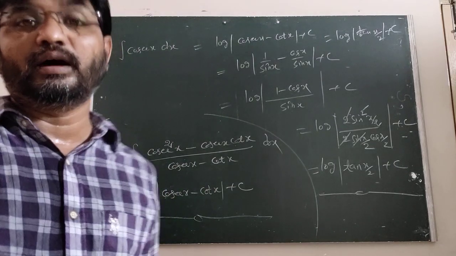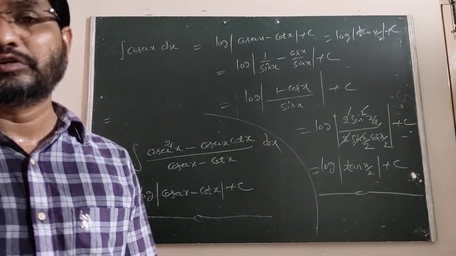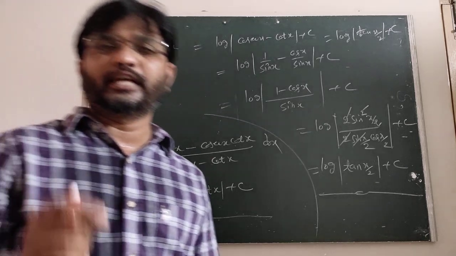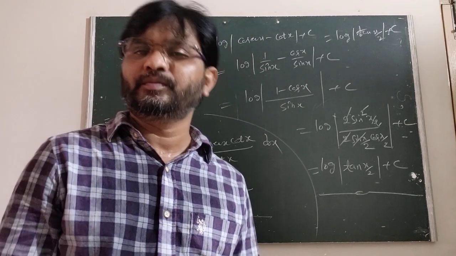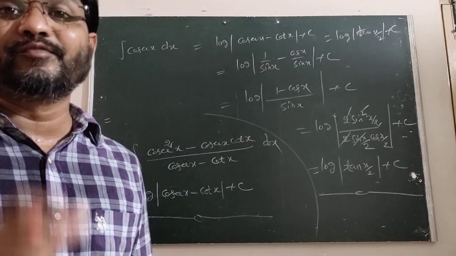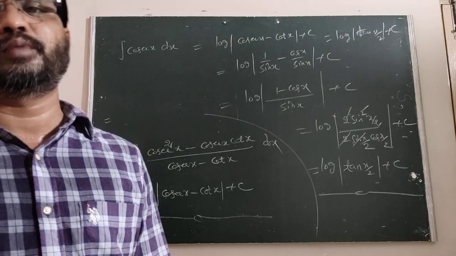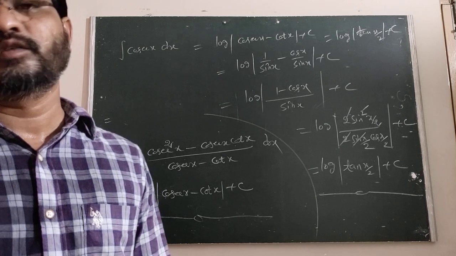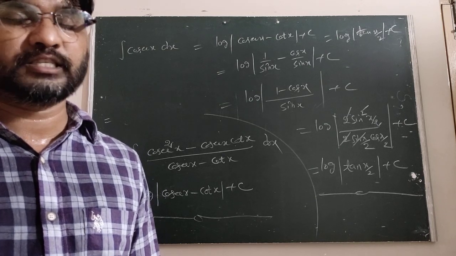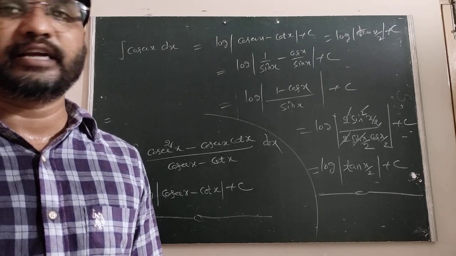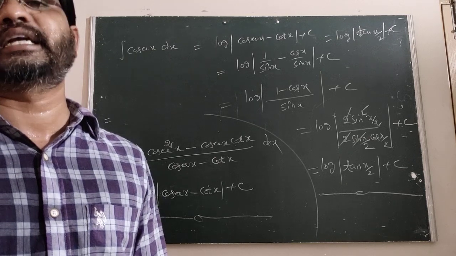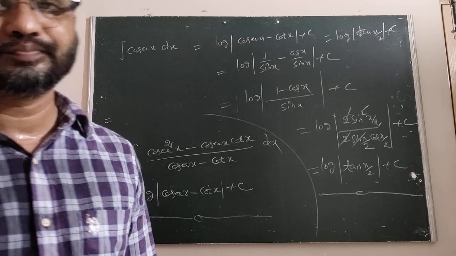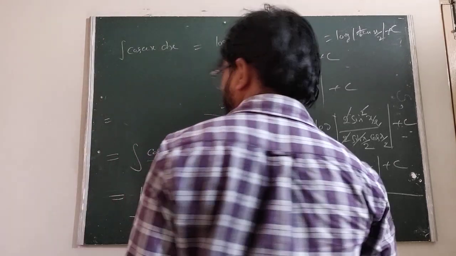This is the formula of integral cosecant x. That first one is log mod of cosecant x minus cot x plus c, and another one is log mod of tan x by 2 plus c. Today we have learned first the integral of tan x, after that integral of cot x, next integral of secant x, now integral of cosecant x. Okay, right.